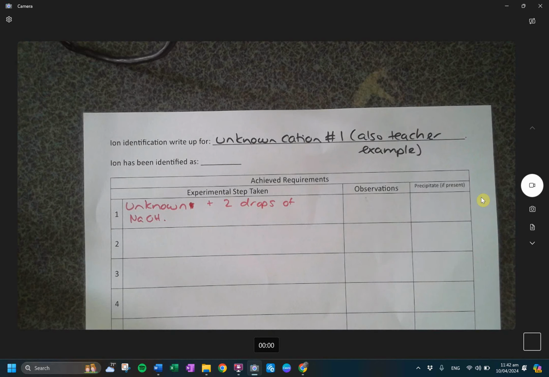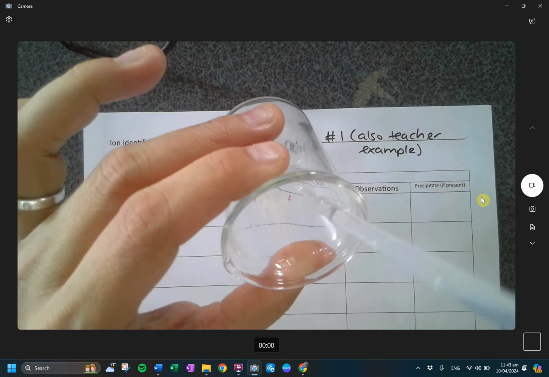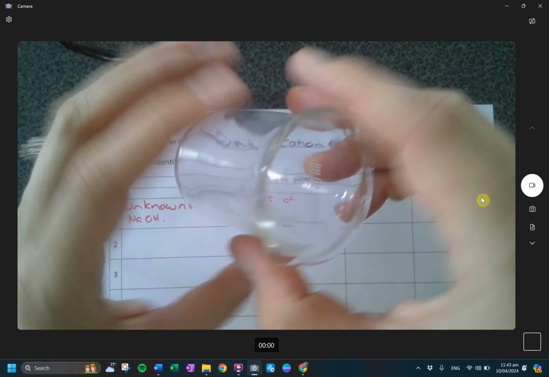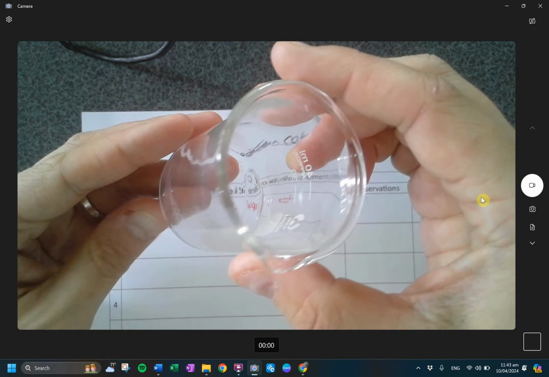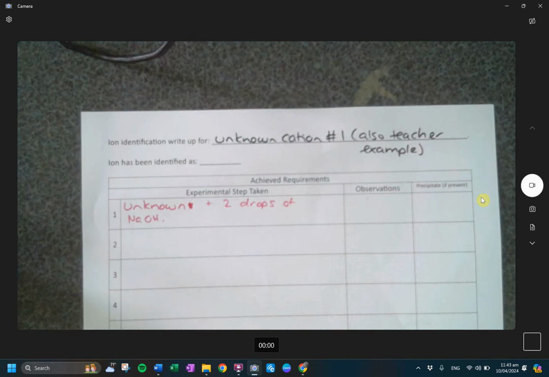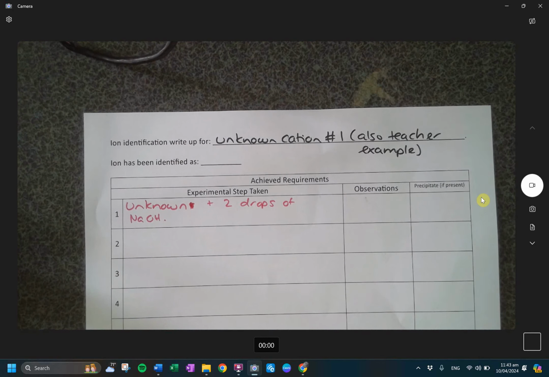So here's my unknown. Getting a little bit of it. One thing you're going to have to learn about this standard is that you have to make sure we get the ratios really right. I just added a little bit in there. If you can see, there's not much. The reason is that if a complex ion forms, I don't want heaps and heaps of the precipitate to try to dissolve later.